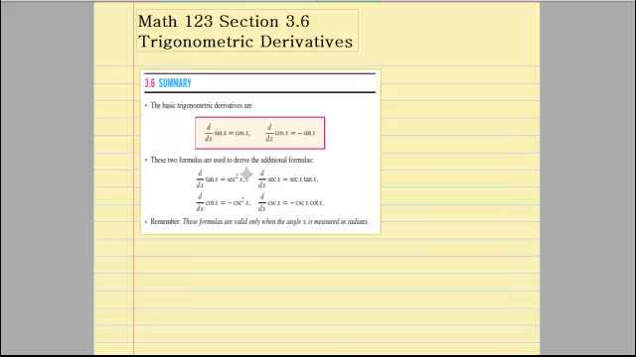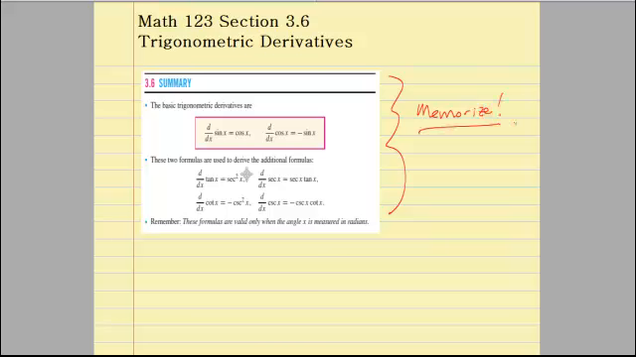In section 3.6 we're going to be looking at another set of functions that we can take the derivatives of, and specifically we're going to be looking at the trig functions. From your background in trigonometry, you know that there are 6 basic trig functions, and so we're going to be looking at the derivatives of those.